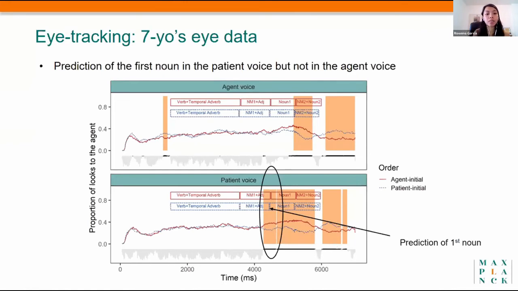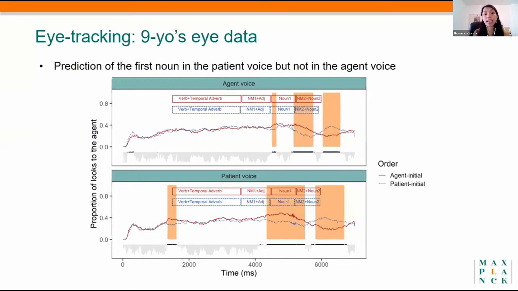Let's take a look at the 9-year-olds. Here, like the 7-year-olds and the adults, we see prediction of the first noun in the patient voice, but not in the agent voice. We also see a short cluster of 124 ms here, but it's puzzling that the children did not pursue this interpretation. So we are a bit hesitant to interpret this as prediction of the first noun in the agent voice.